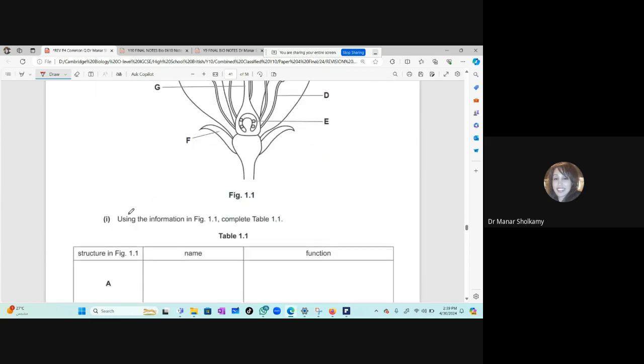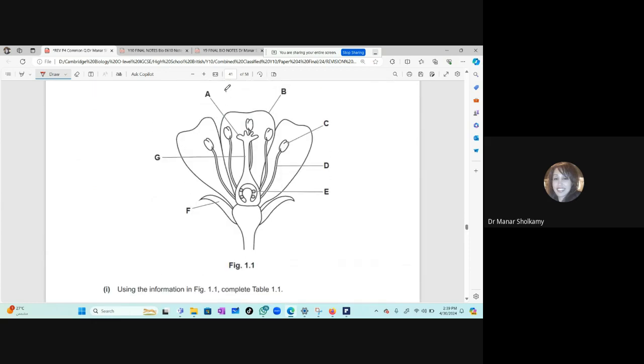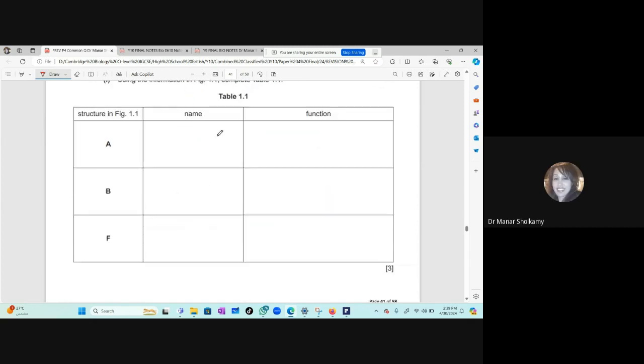Now, what is A? Stigma. What does it do? It traps pollen. What is B? Petals. What does it do? It attracts insects. What is F? Sepals. What does it do? It protects the baby flower.